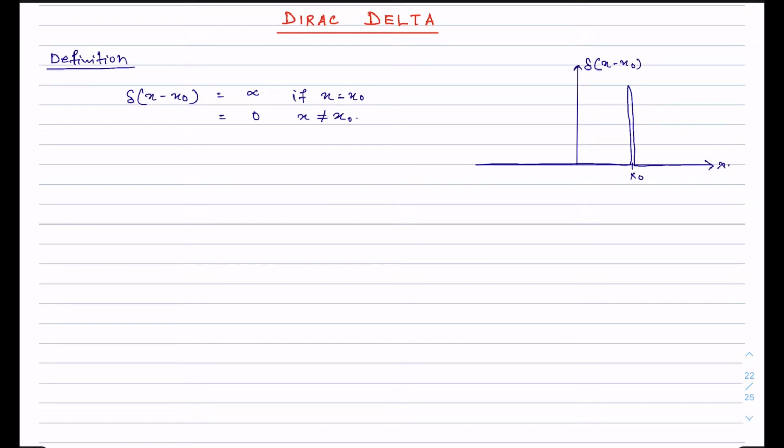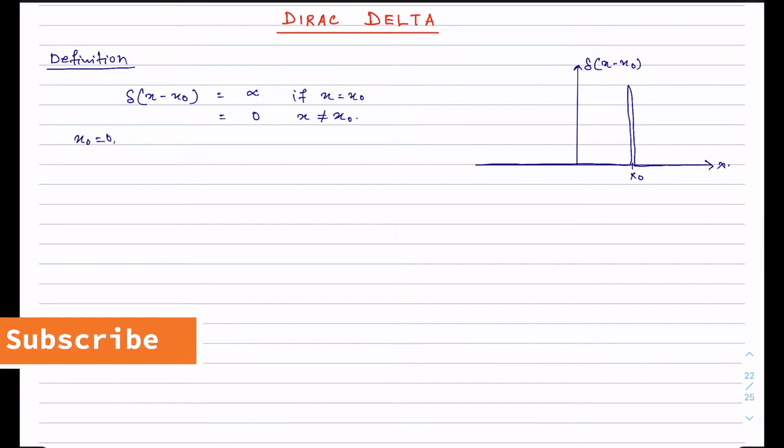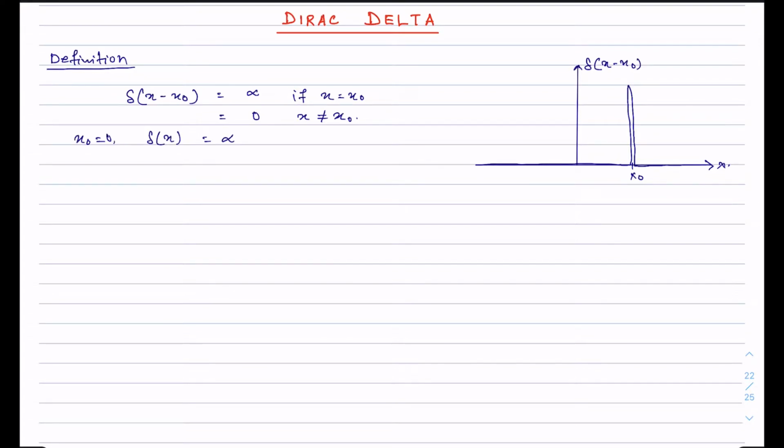As you can see, it doesn't have any definite value at x equals x naught. So the Dirac delta function is not a legitimate function, but a generalized function. Sometimes it is called a distribution, that is, a Dirac delta distribution. If you set x naught equals 0, then the Dirac delta function is defined at x equals 0. So delta(x) equals infinity at x equals 0, and it is 0 when x is not equal to 0.